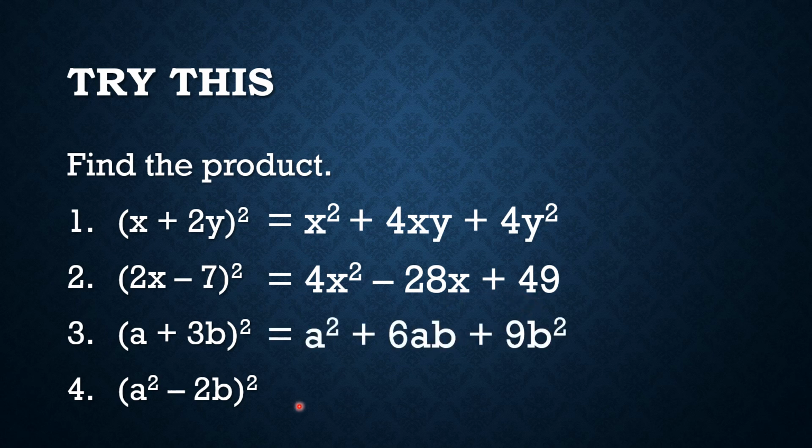For number 3, the answer is a squared plus 6ab plus 9b squared. And for number 4, the answer is a to the 4th power minus 4a squared b plus 4b squared.